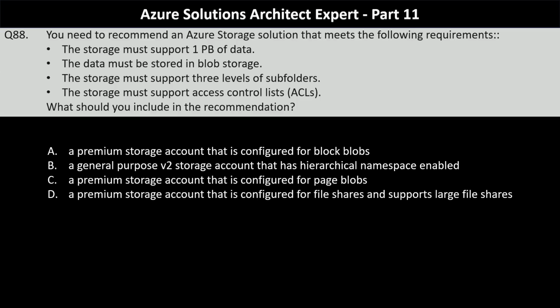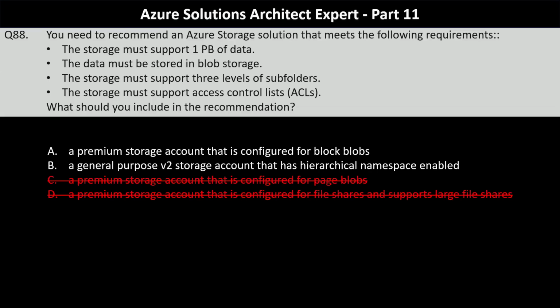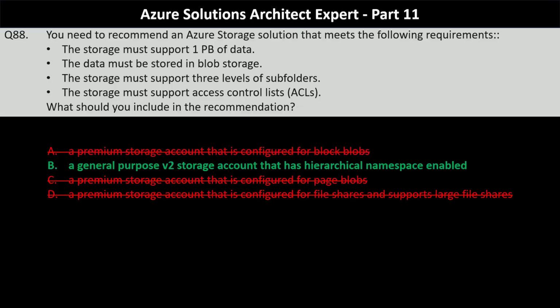Now, one of the requirements is that we require access control lists, which requires either block blob storage or general purpose V2, so we can rule out option C and option D. Now, the other requirement is to support 3 levels of subfolders, which means we need hierarchical namespace enabled, which is only supported by a general purpose V2 storage account. With hierarchical namespace enabled, the storage account behaves like Azure Data Lake Storage Gen 2, which supports access control lists as well, which is another requirement.